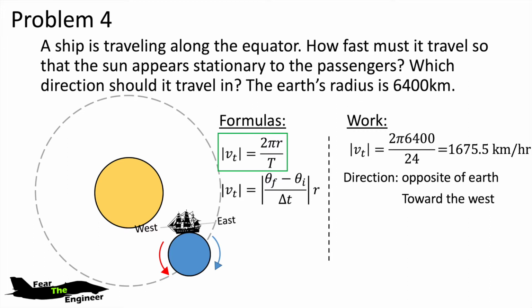Here's another way to think about this. Normally, the sun moves east to west relative to the passengers. If the passengers are also moving east to west, the sun will appear stationary. So the ship must also travel east to west, or westward. Let's move on to the next problem.